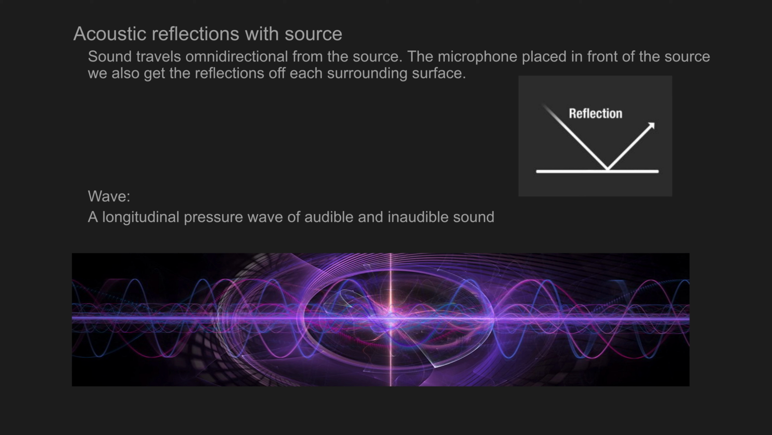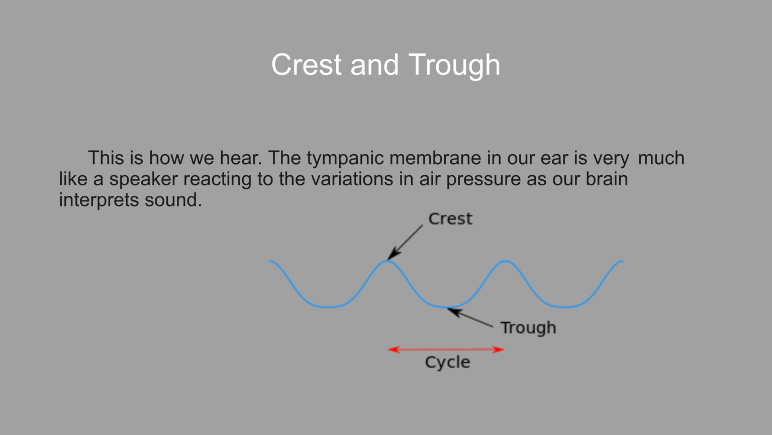A wave is a longitudinal pressure wave of audible and inaudible sound. Okay, so this is a representation of sound waves. I mean, this is supposed to be like a speaker or something, but it would be coming out from every direction. Let's talk about the crest and trough. This is how we hear.